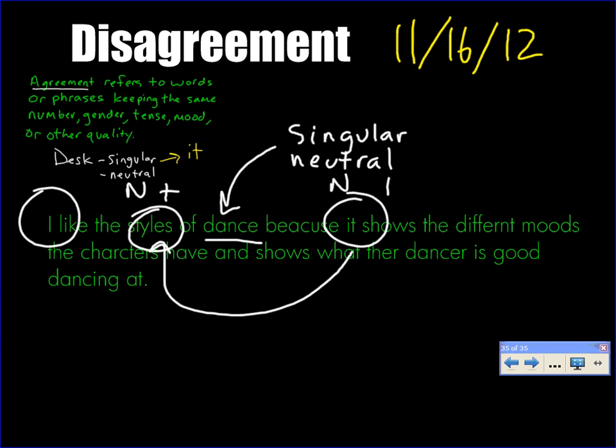So Jimmy, which pronoun should she use instead of it? The styles. Nope, that's not a pronoun. So we want to replace styles with a pronoun. We want a pronoun that is neutral and is plural.